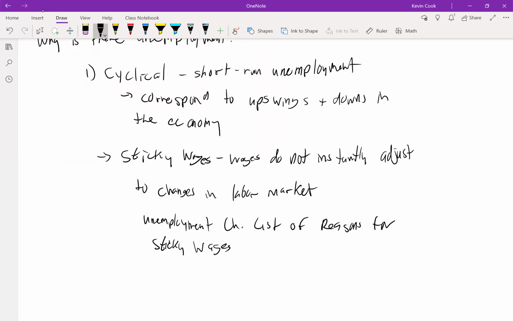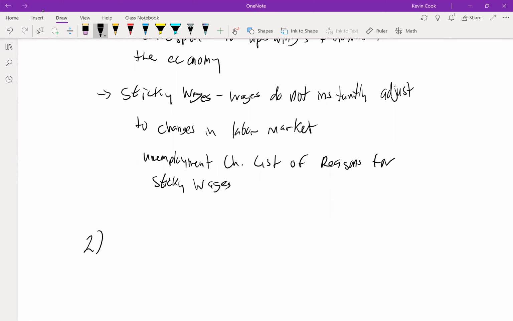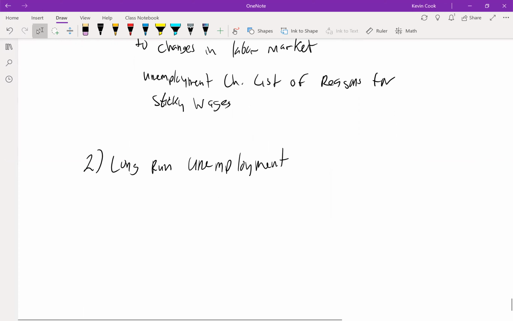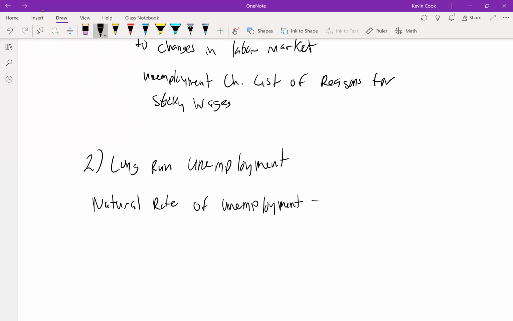And that's the main part of our short run unemployment. The second type was our long run unemployment. This part got broken down into two components, but what they both fed into was what we call our natural rate of unemployment. And this was our unemployment rate in a normal, healthy economy.